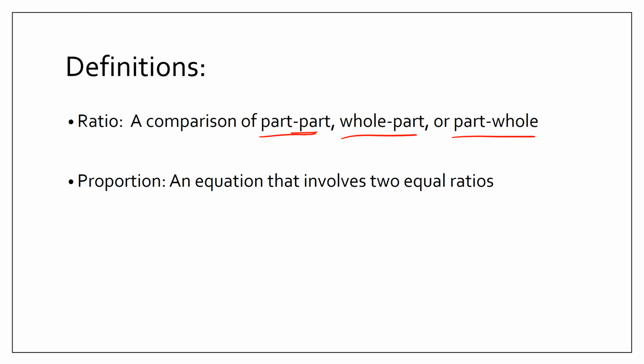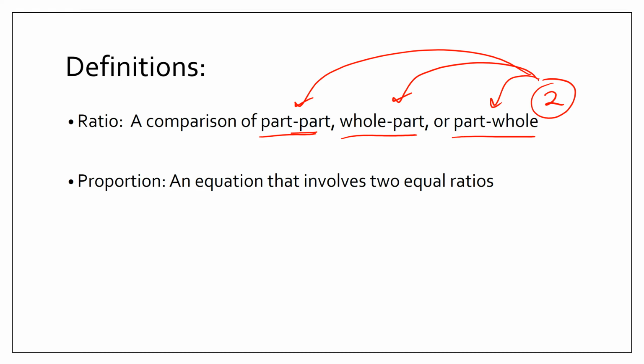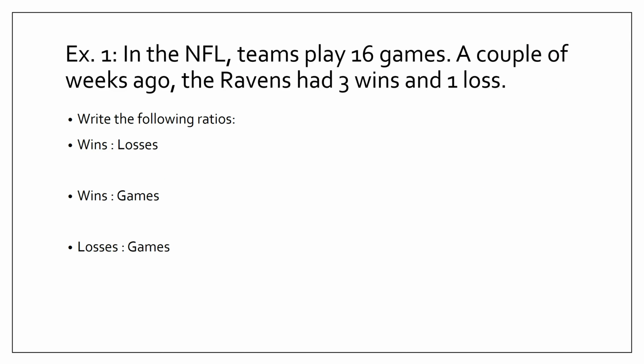A proportion is an equation that involves two equal ratios. So we're going to have two of these, like part to part, or whole to part, whatever. And we're just going to set them equal to each other. That's what a proportion is. So again, let's actually look at an example.